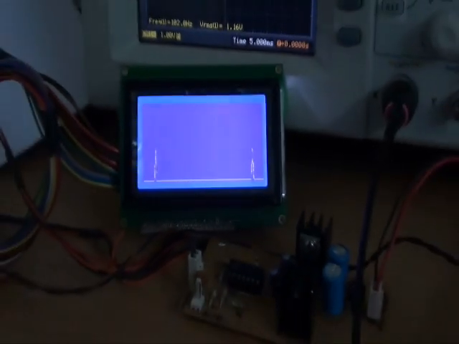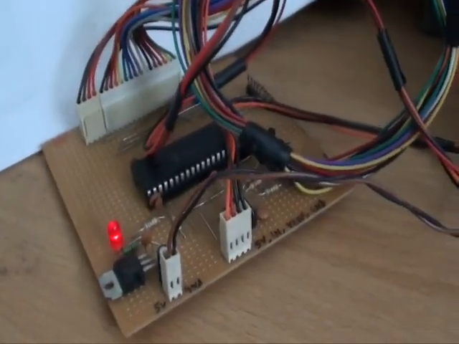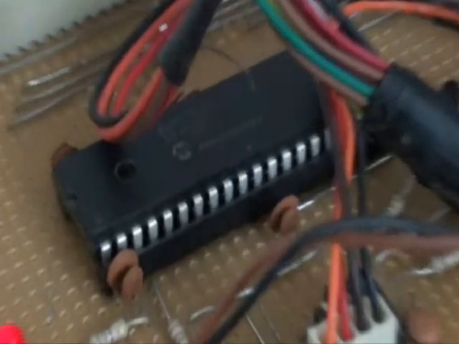Okay, so what we have here is a new creation from me. It's a spectrum analyzer that I have built recently using Microchip's dsPIC30F4011. So this is the basic hardware. It uses the dsPIC30F4011, as you can see here.